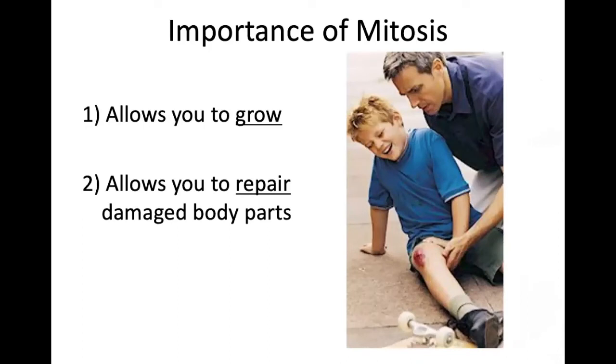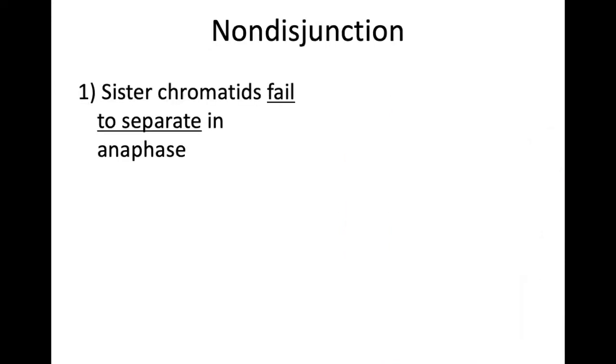This kid got cut. He's bleeding because he lost skin. So now he needs to replace that skin. He needs to make new skin cells. And one last thing before we leave, I have a question. I showed you what happens when things work correctly, but what happens if things get messed up? What happens if the chromatids fail to separate?